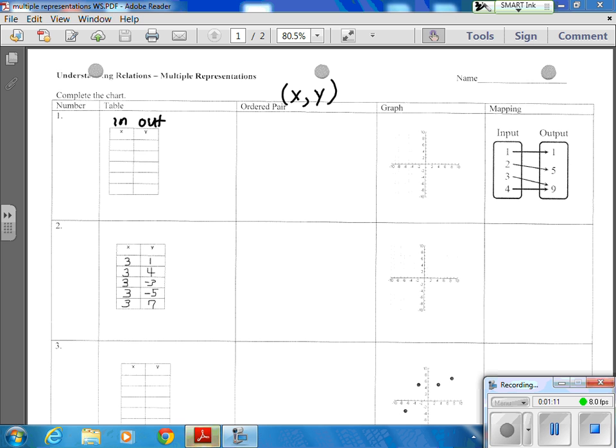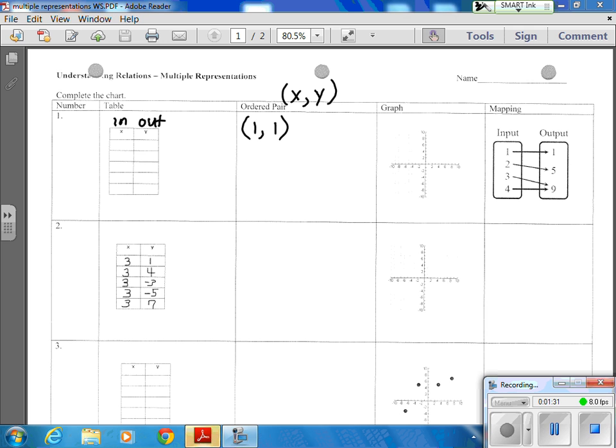Then the graph is just plotting the points on the coordinate plane without connecting them. We are just simply plotting them. Okay, so taking the mapping that is given, we want to turn them into ordered pairs first, because that's usually the easiest thing to start with. So if I have an input of 1, that's my X value, and then my output of 1 is my Y value. So there's my first ordered pair.